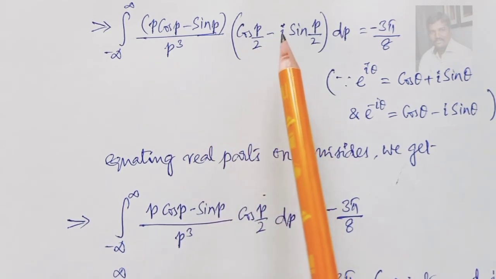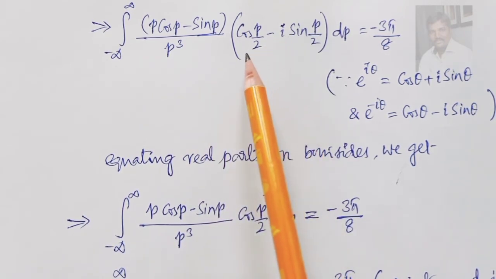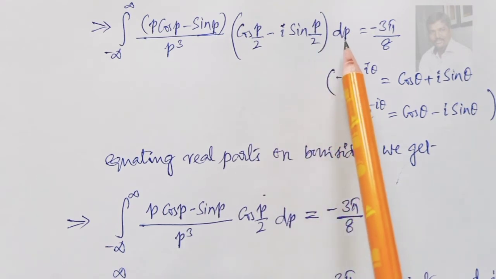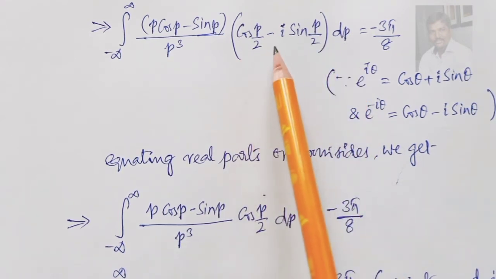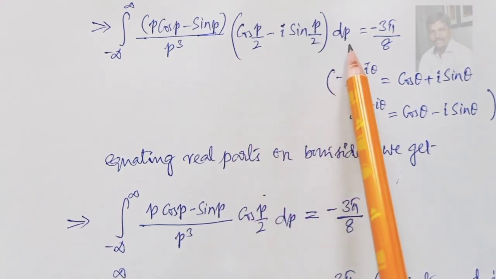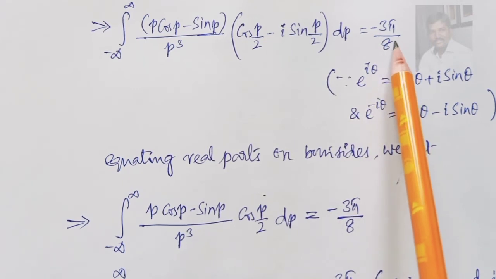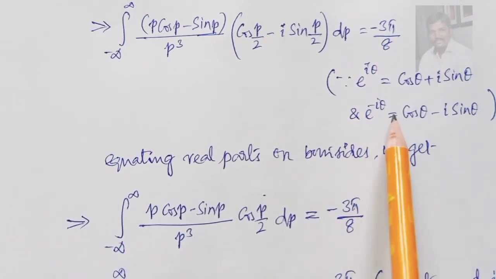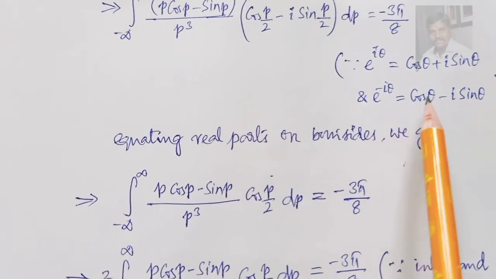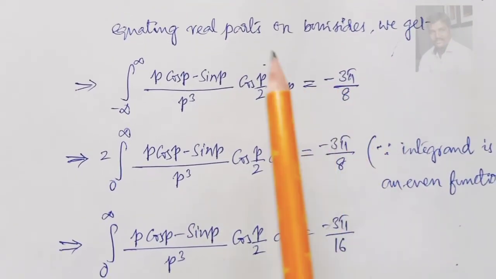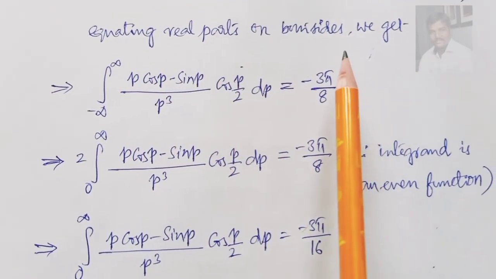Sorry, the e power minus ip by 2 can be written as cos p by 2 minus i sin p by 2. Okay, cos p by 2 minus i sin p by 2 into dp is equal to minus 3 pi by 8. So this formula I used actually here. Okay, now equating the real parts on both sides.